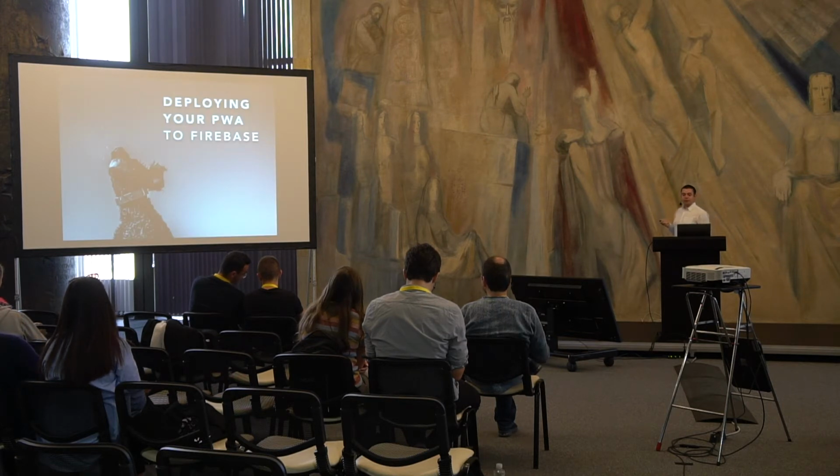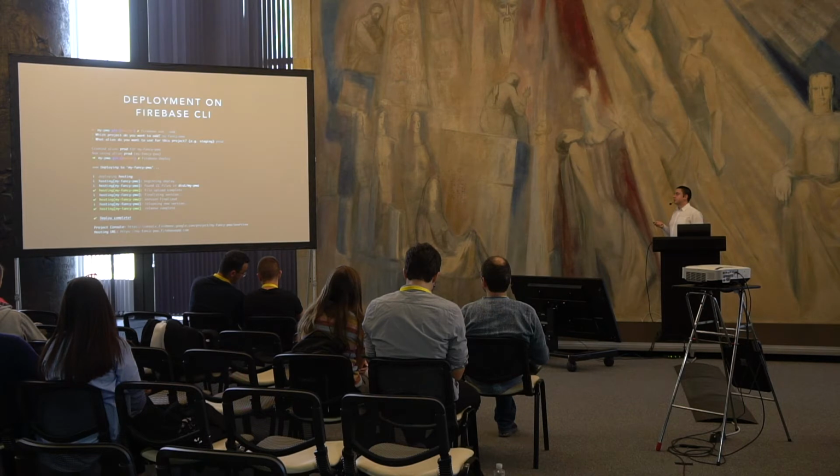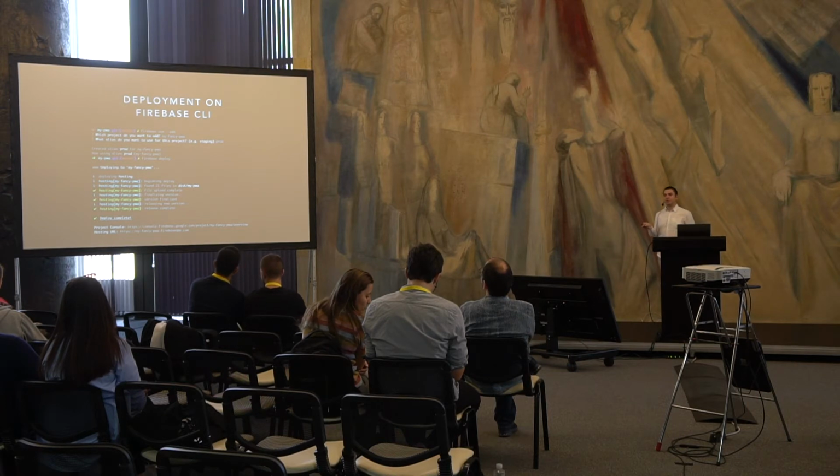Deploying your progressive web app to Firebase is quite simple. You just call firebase deploy, and based on the configuration in your firebase.json file, it deploys your application to the URL that you specify.